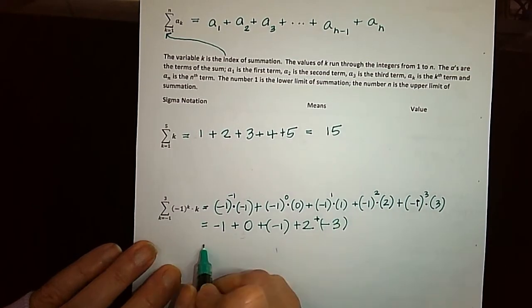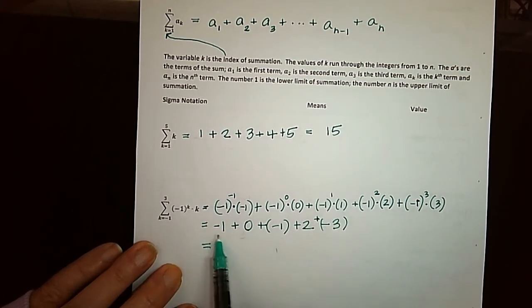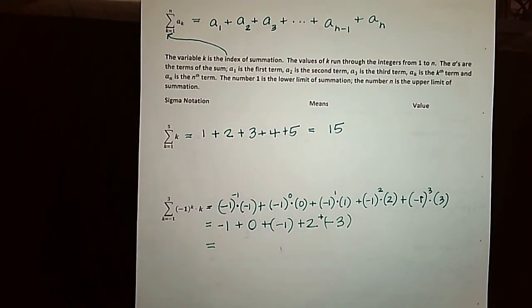All right, so if I add all these together, I have negative 1 and negative 1, which is negative 2, plus 2 gives me 0, and then 0 minus 3 should give me a negative 3.